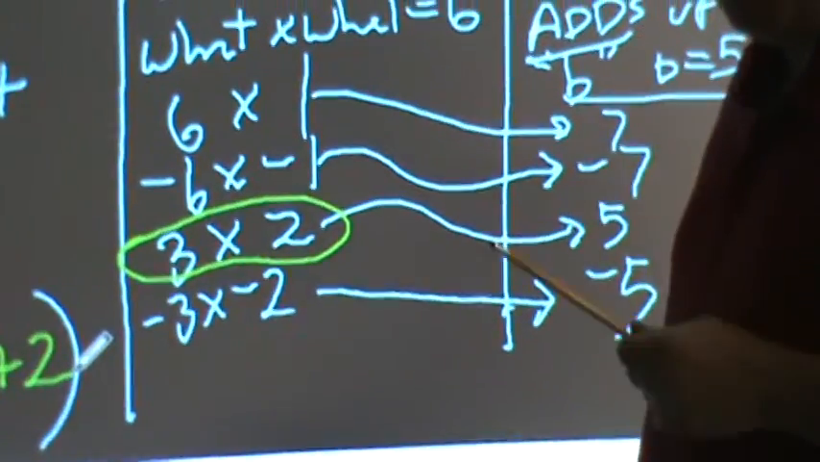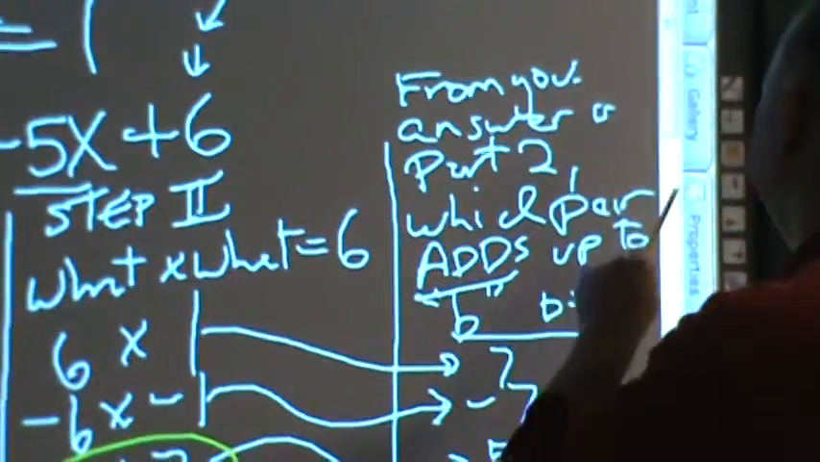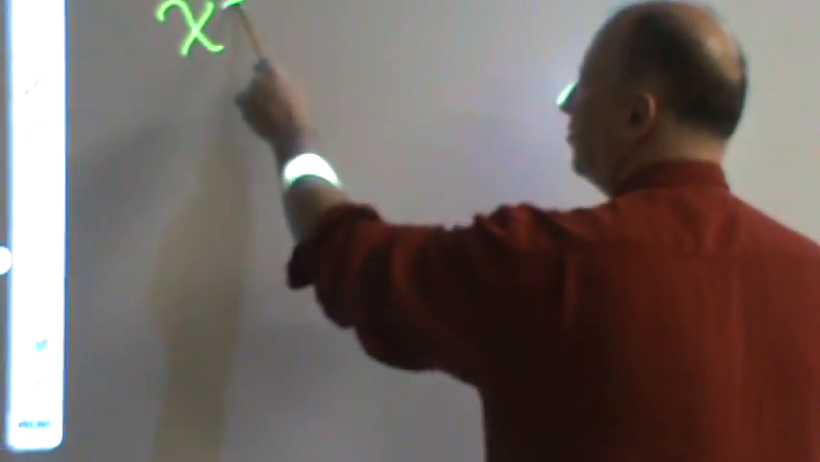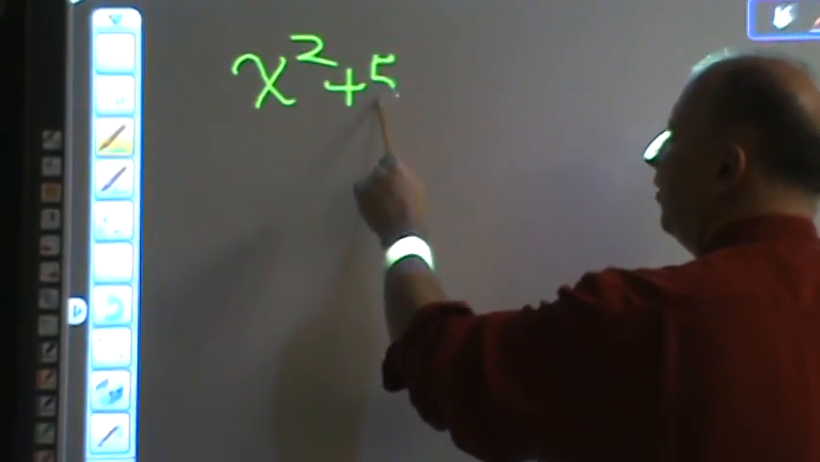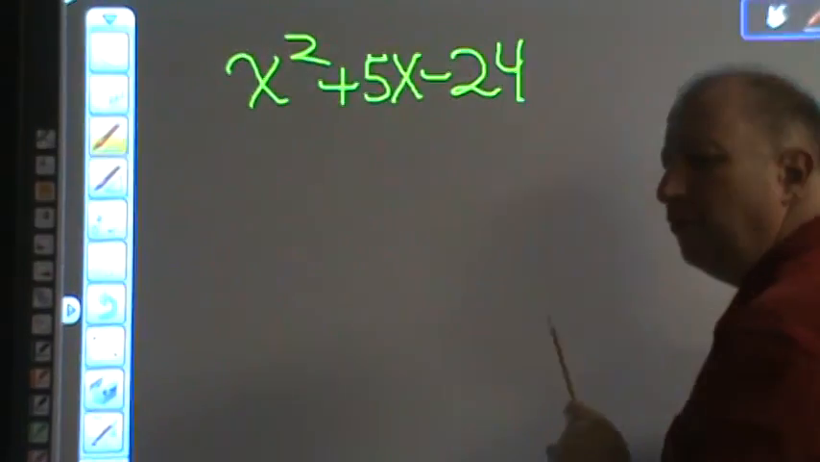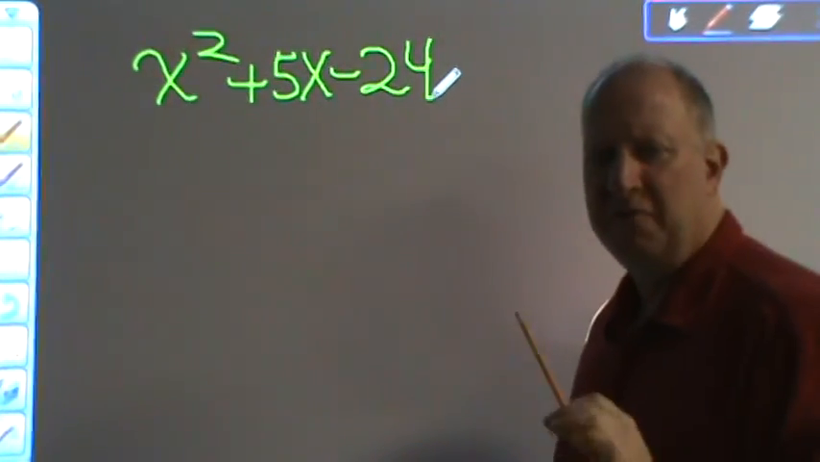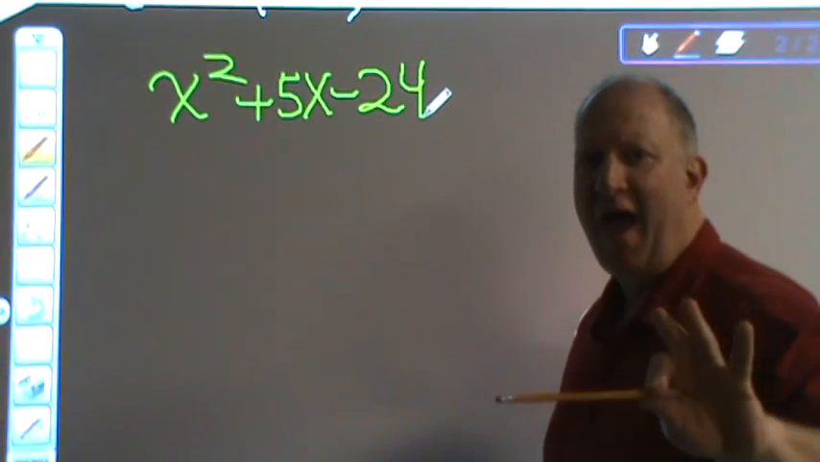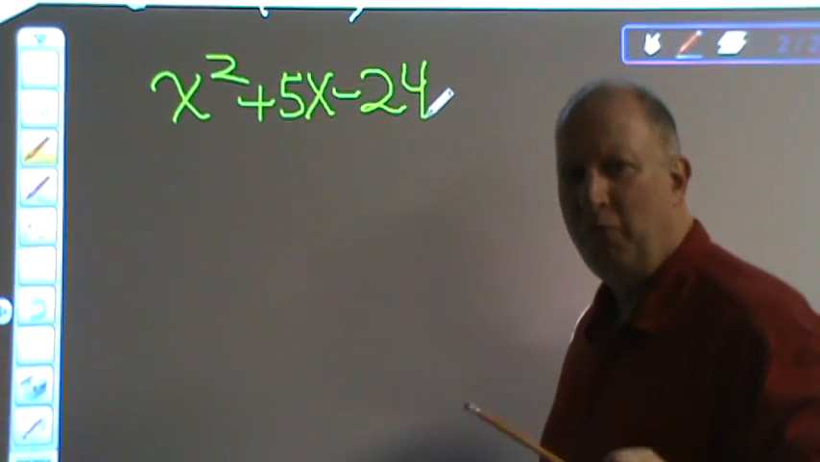Let's do this one more time with another example. Okay, but before I do that, I'm going to put the example up. x squared plus 5x minus 24. And what I would recommend that you do is put this video on hold for a couple of seconds and then start it up when we're reviewing.